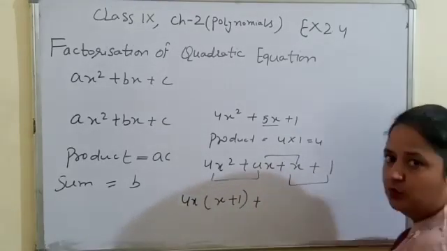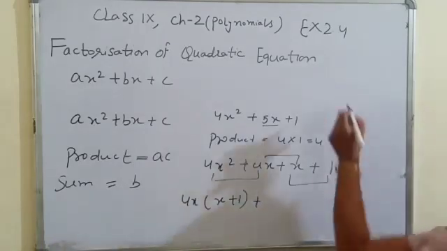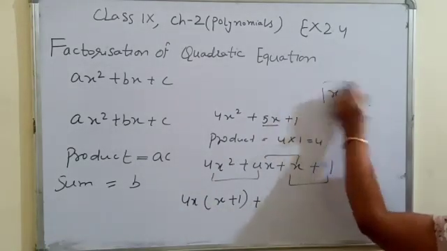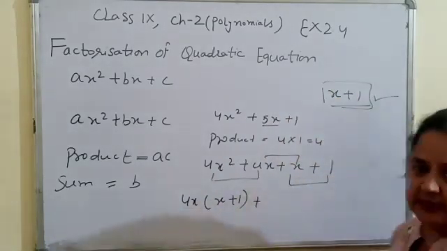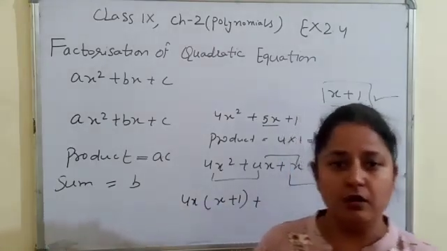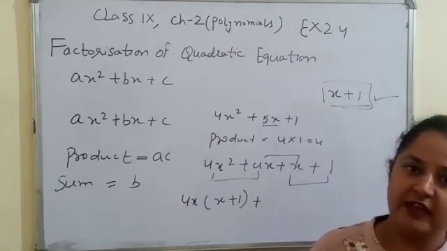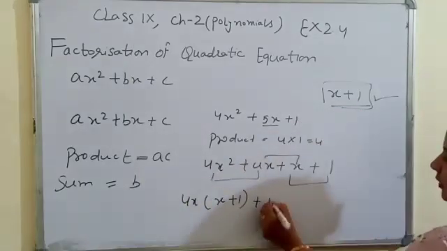From the last two terms, you can see that here we have x plus 1. What can we take common from these two terms? There is no common factor, but we all know 1 is a common factor of all variables. So we can take 1 common here.